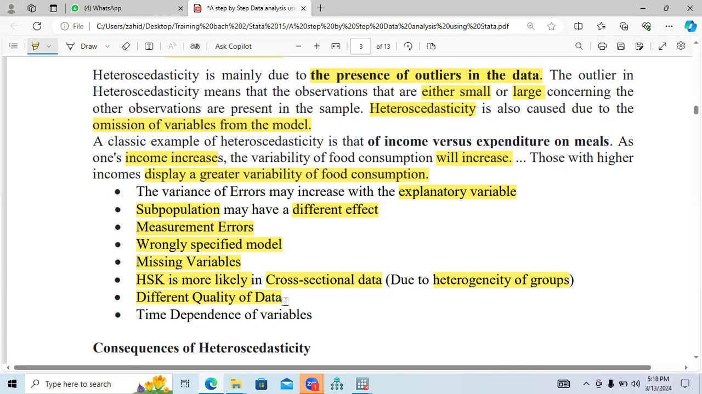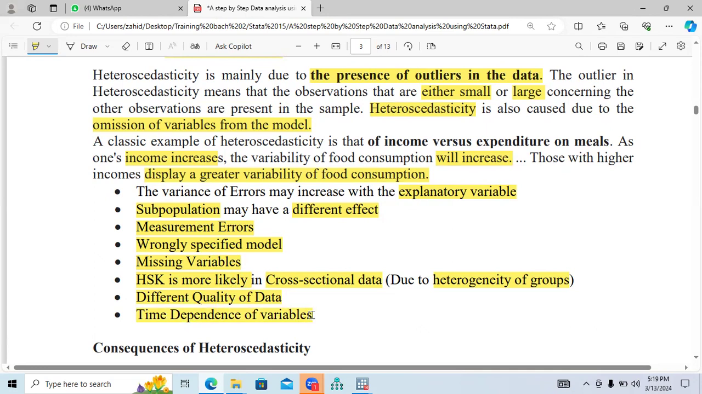So whenever your data indicates different quality, it may also indicate heteroscedasticity. So always remember these points, that may be the reasons why your data indicates heteroscedasticity. Then time dependence of the variable.